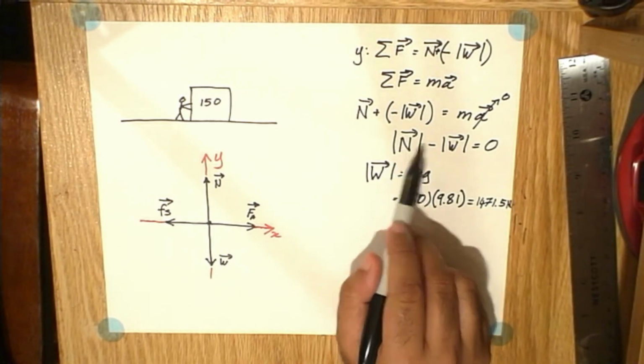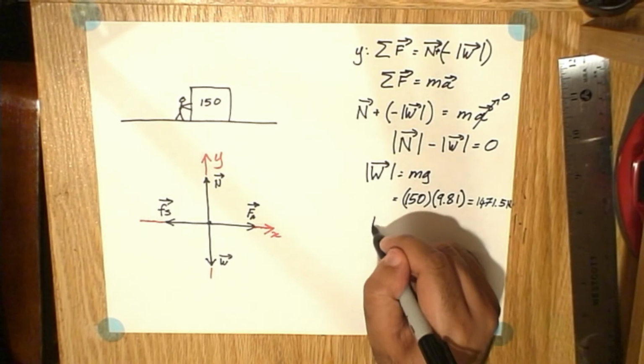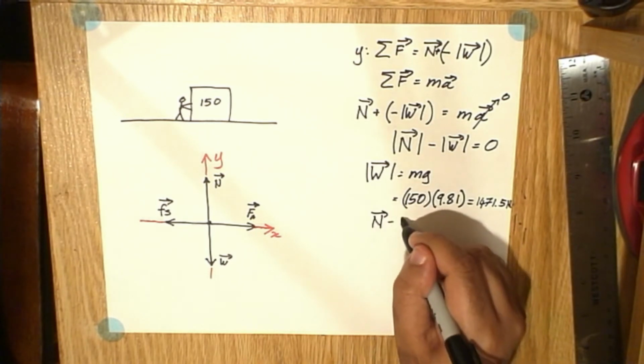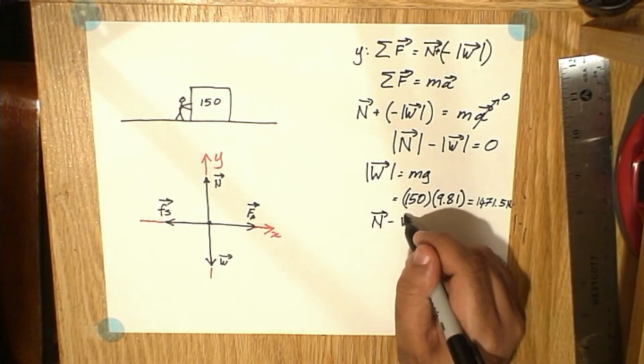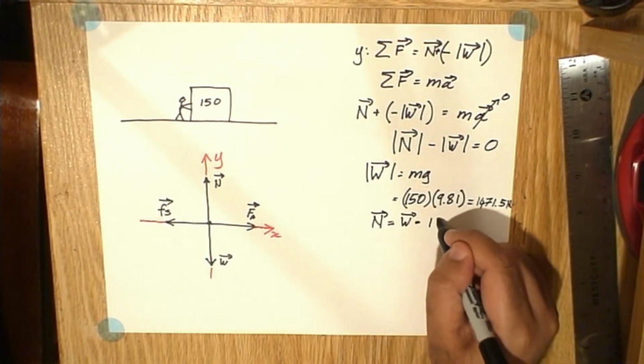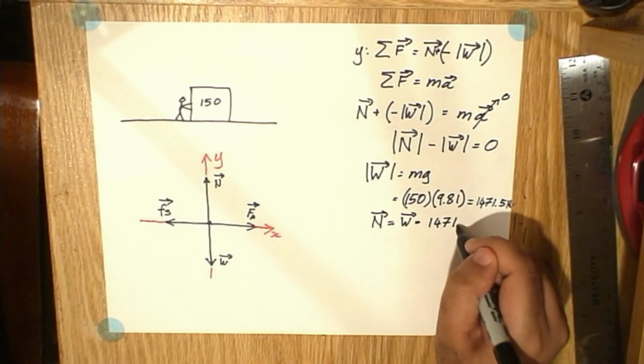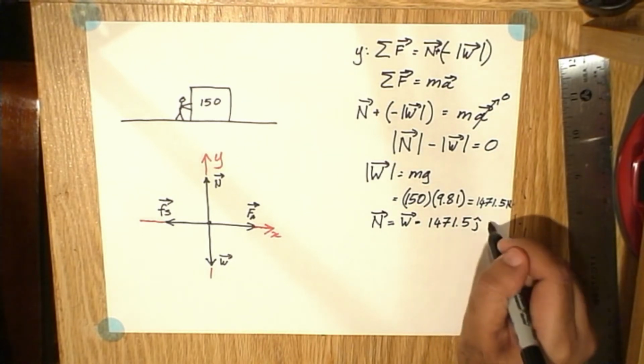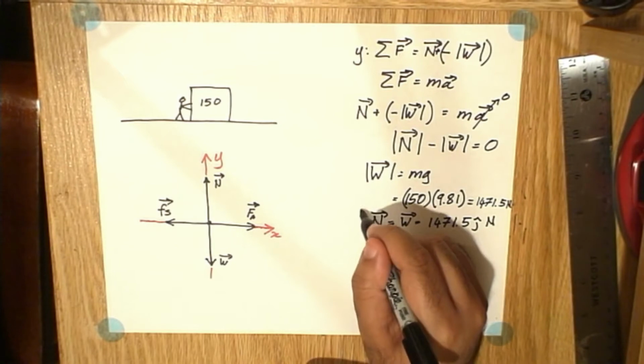So if the normal force minus the weight force is equal to 0, then that means that the normal force is equal to the weight force, and so the normal force is equal to 1471.5 j hat newtons.